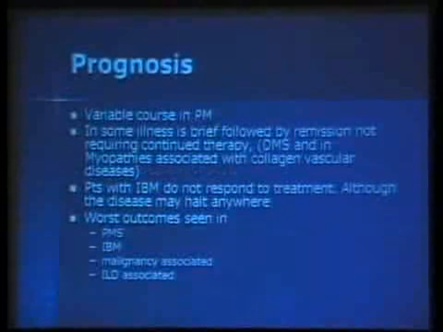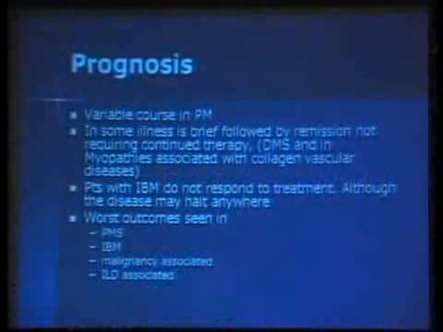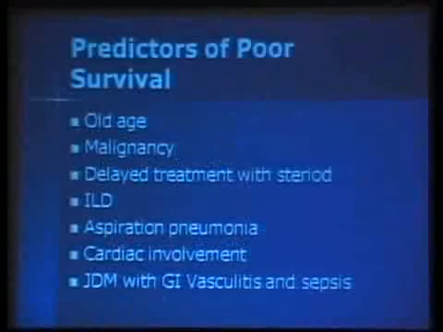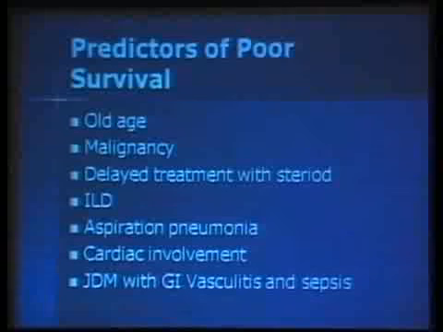The prognosis may be variable, however, worst outcomes have been seen in polymyositis, including body malignancy associated and ILD associated. These are some of the predictors of poor prognosis, and the take-home message is predictors of poor survival over here are old age, malignancy, delayed treatment with steroids, ILD, aspiration pneumonias, cardiac involvement, and juvenile dermatomyositis with GI vasculitis and sepsis.